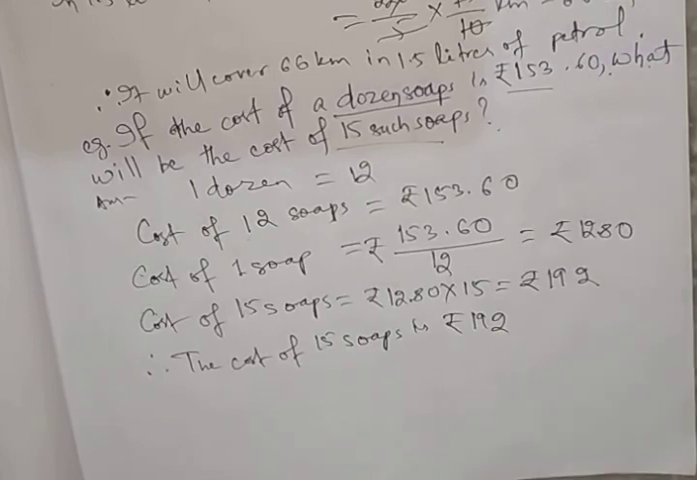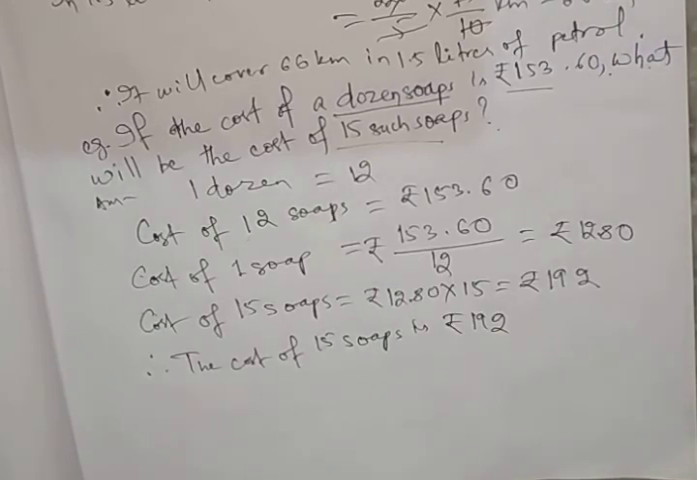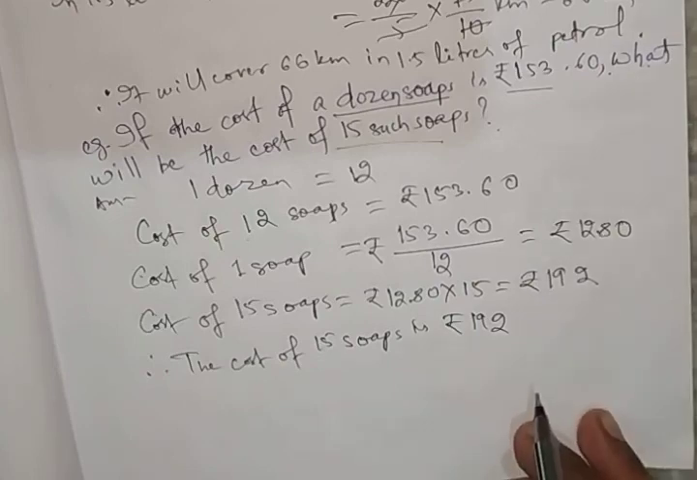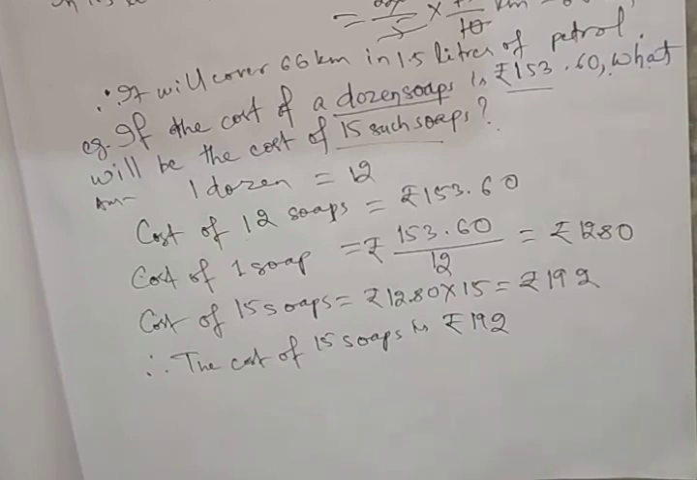So this is the unitary method by which you can find the value of more units by finding the value of one unit. So you first have to find one unit value, then next find the value of more than one unit, that is the required units.